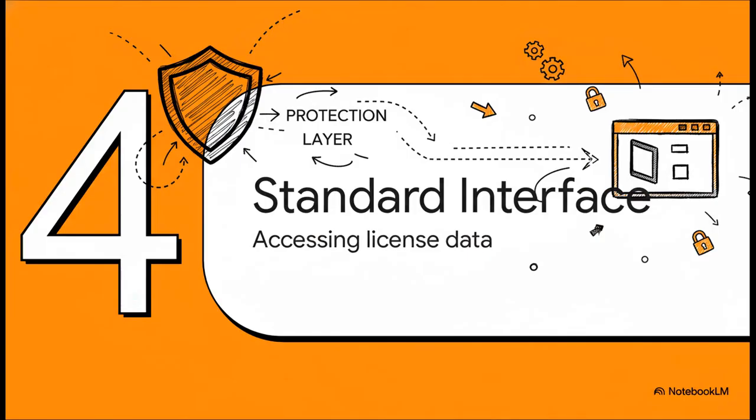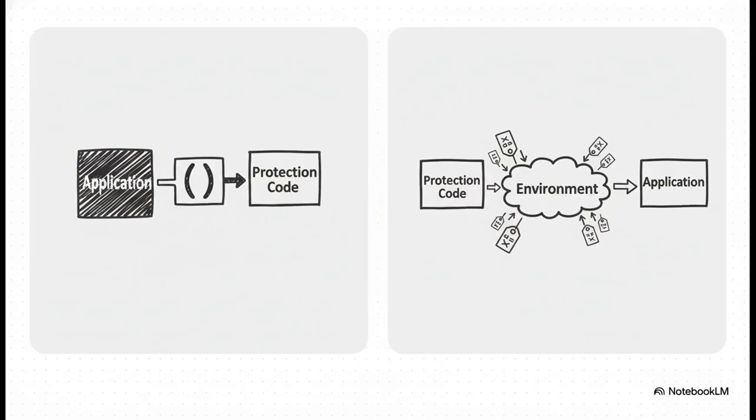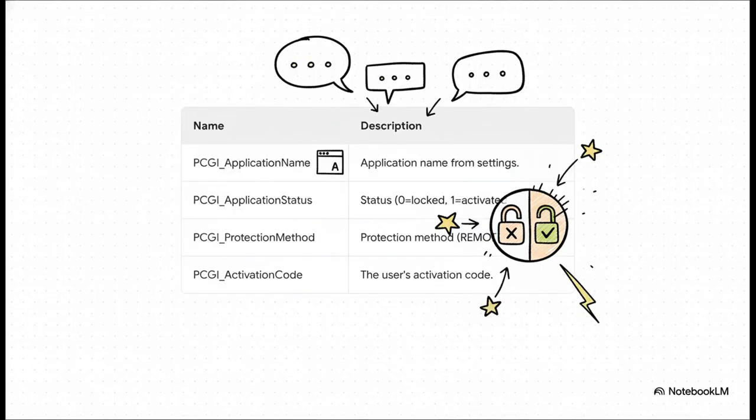Let's circle back and take a closer look at the standard interface. Remember, this is all about getting information out of that protection layer. You've got two main ways to get this standard data. First, you can make a direct function call to get interface data. But honestly, the second way is often even easier. You can just have PC Guard set environment variables. Then your application just has to read those variables to get whatever info it needs. Super simple.